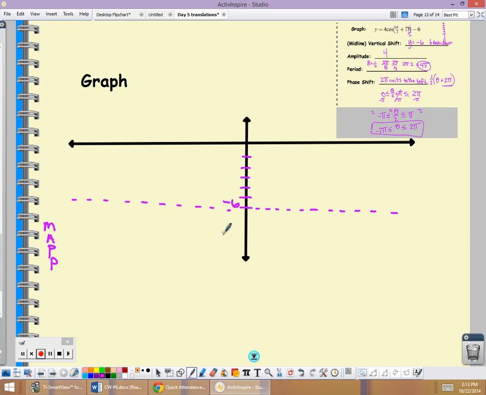Our amplitude is 4, so we're going to go up 4, 1, 2, 3, 4 to -2. We're going to go down 4, 7, 8, 9, 10. Alright, so up 4 and down 4. The highest points we plot are going to be up there. The lowest points we plot are going to be down here. Alright, amplitude. Then we have our period is 4 pi, and we figured out that our phase shift tells us we start at -2 pi and we end at +2 pi.